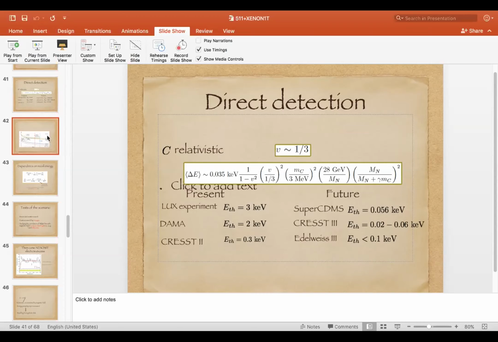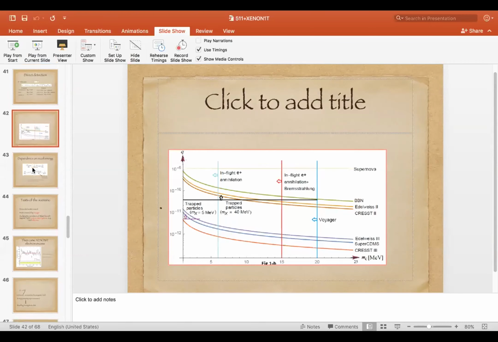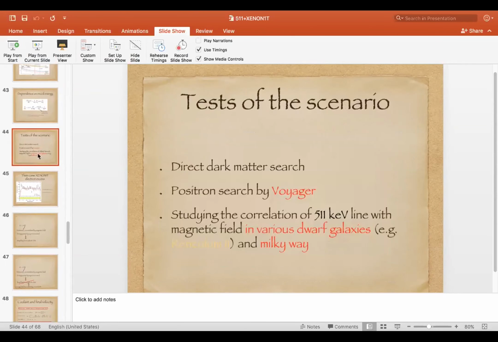Next slide. Next slide summarizes all the bounds. Next slide, please. All the bounds on the model, which is devised to explain the 511 keV line.